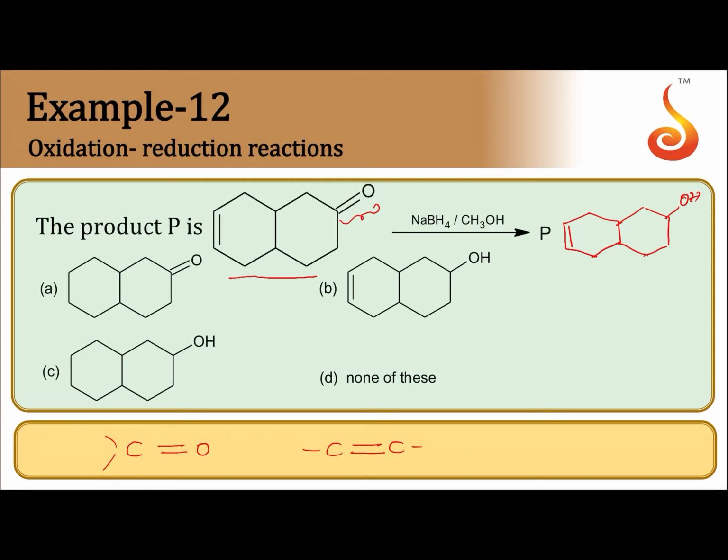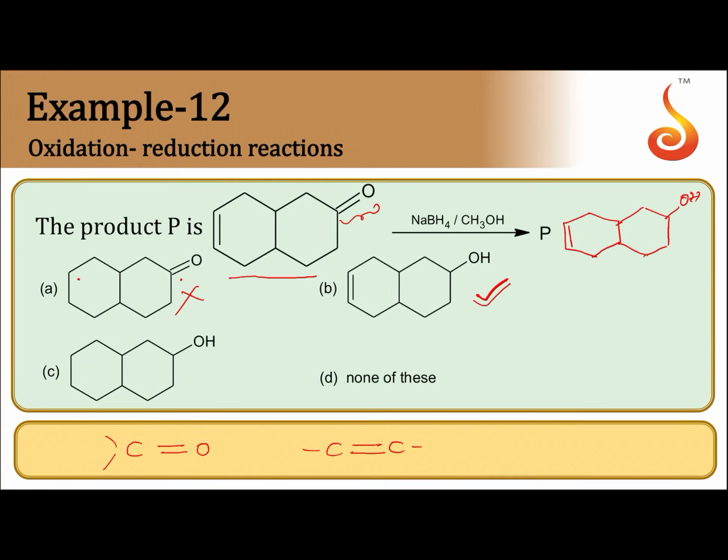So if you look at the first option, the carbon-carbon double bond is also reduced. So wrong. And there is no reduction of the carbonyl group. So the first option is wrong. Again I am repeating, in the first option, the ketonic group is not affected. Only the double bond is reduced. So that option is ruled out.